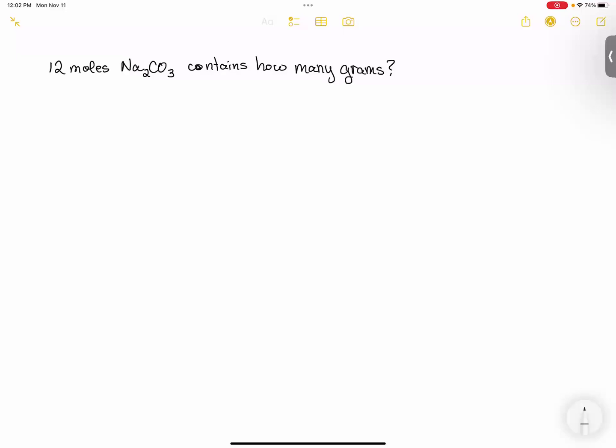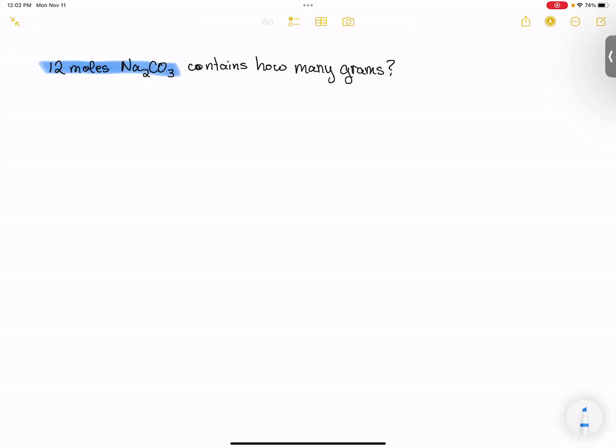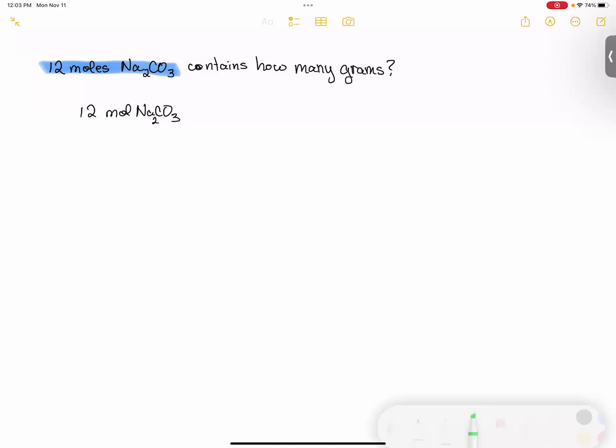Okay, so let's just look at the question that's up on the board. 12 moles of sodium carbonate contains how many grams? The first thing you do is identify what you were given. We were given 12 moles of sodium carbonate. You identify what it is you need to solve for. We need grams of sodium carbonate.